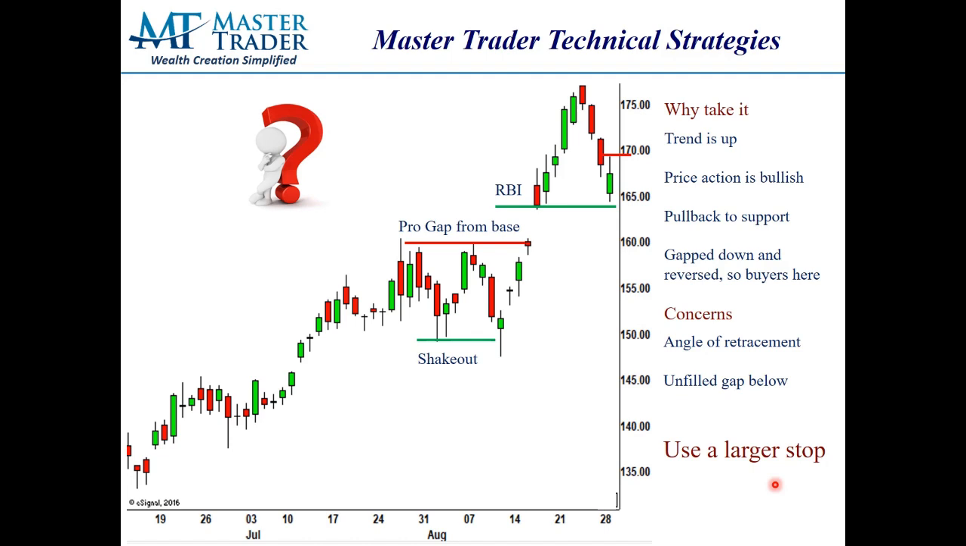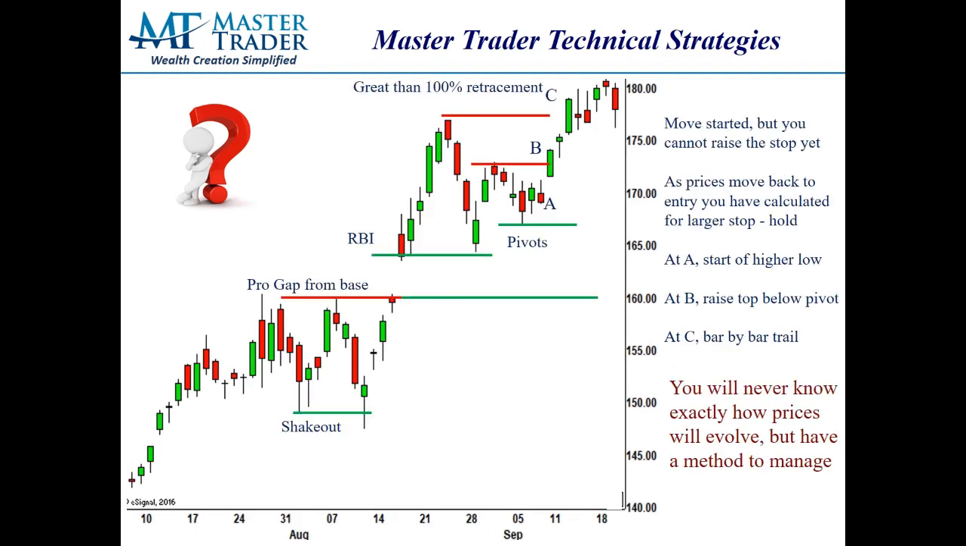So we use a larger stop. And here's what happened. Prices initially did move up, and then they began to pull back again. Once this came down and came back up again, it created this area of support here that we wouldn't want prices to go below. However, as prices are wiggling around here and consolidating, we really can't bring the stop up. Right? We have a larger stop in place, and we're going to let this move around.